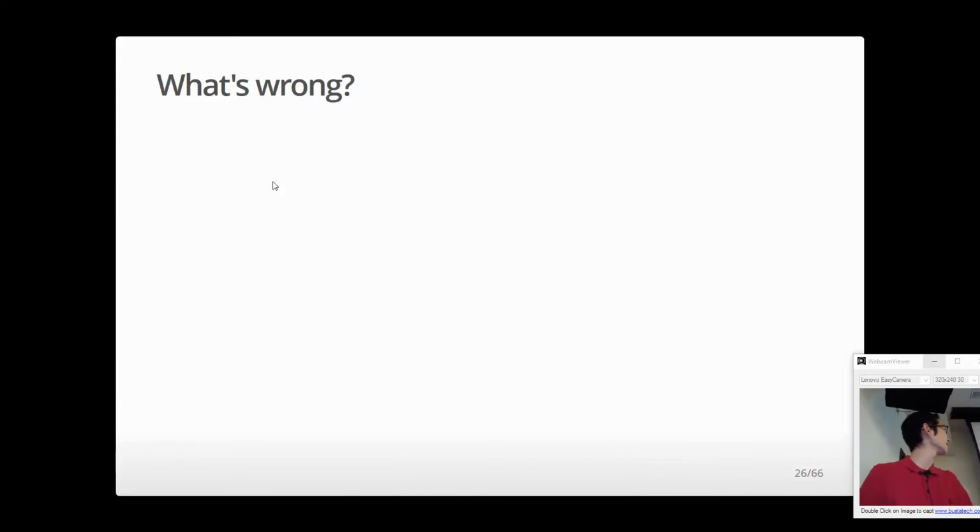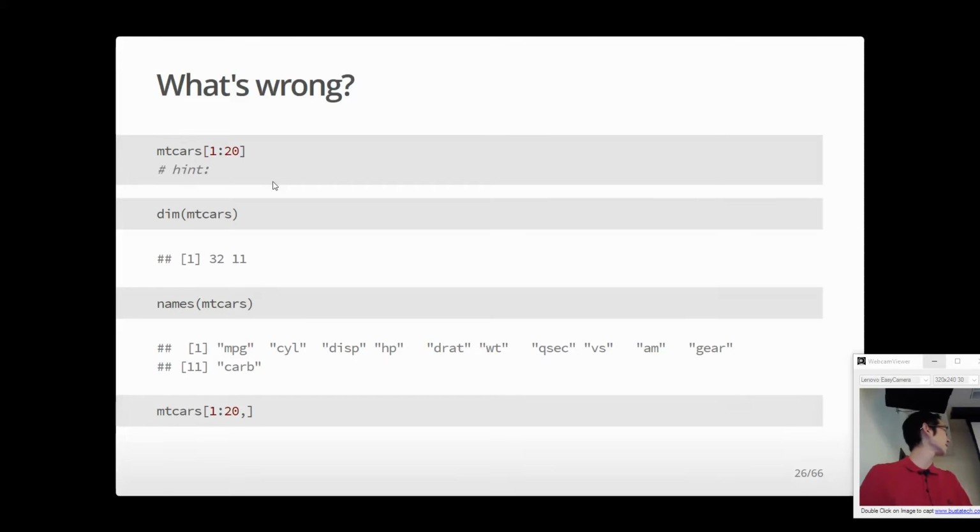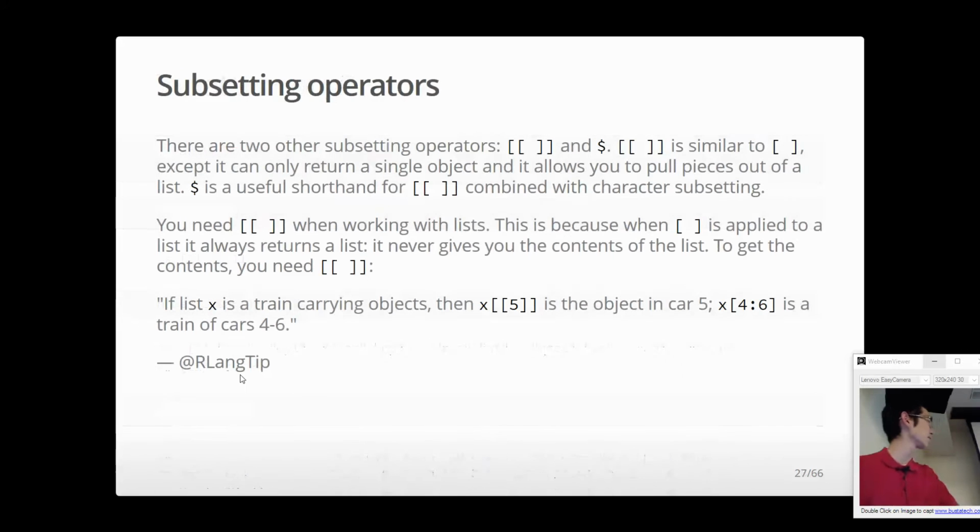Okay, I've got another one of these. Oh yeah, I think I already answered this question, but what's wrong here? Yeah, I don't have 20 columns, I only have 11. This is going to try to select 20 columns, which I don't have. So probably just the first 20 rows.